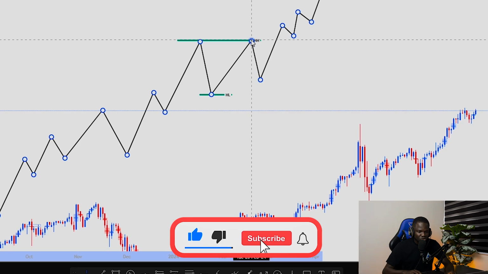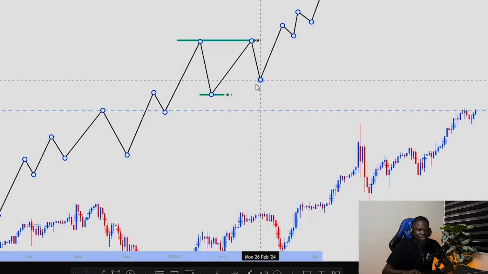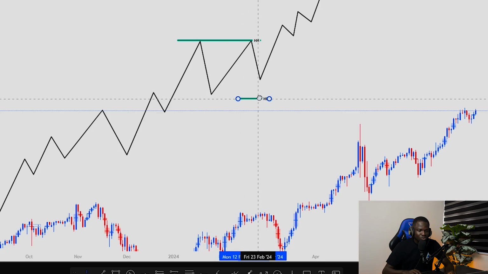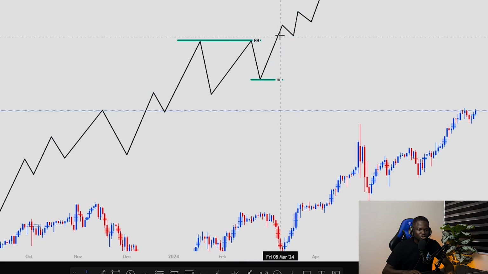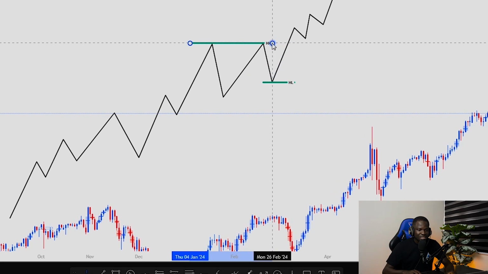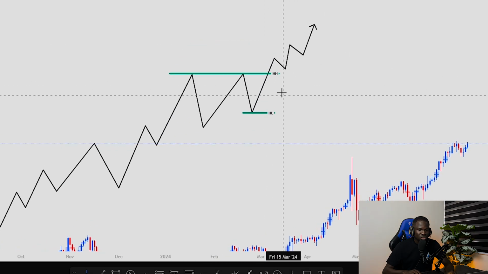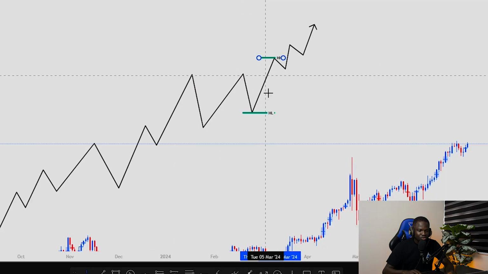Then the sellers took charge of the market from this zone. They sold temporarily to the downside to create a new higher low. Then the buyers bought the price action. Then they finally invalidated the last higher high around this zone here. So we're now having the latest higher high around this zone here.